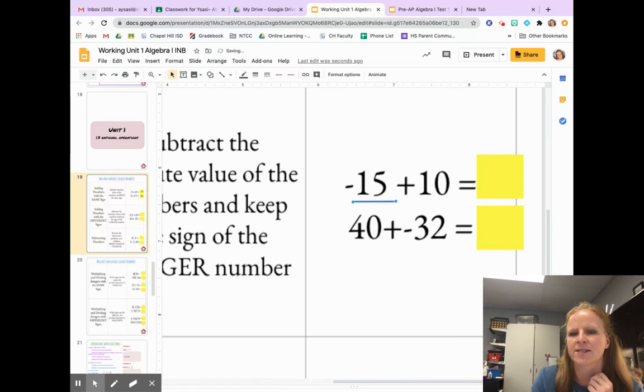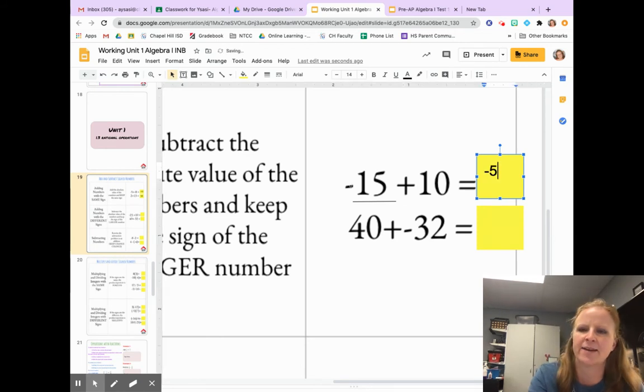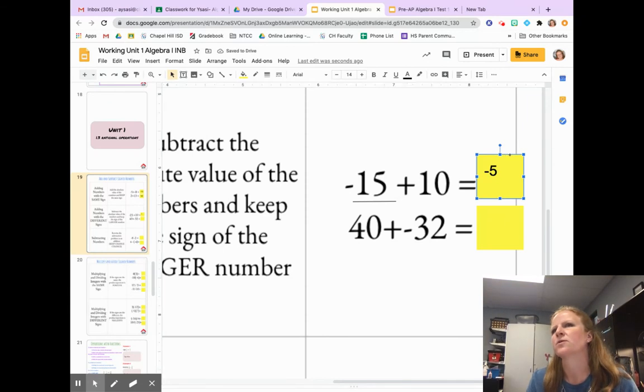So 15 is the bigger number. So I'm going to keep the sign. So I subtract 15 and 10, and I get 5. And I have to keep the sign of the larger, which in this case is 15. So that makes that -5. So click on the box, and we're going to make it bigger, make the text a little bigger.